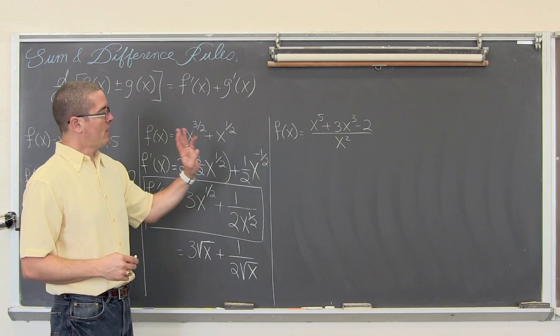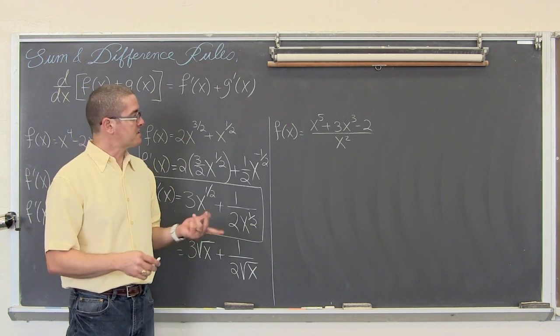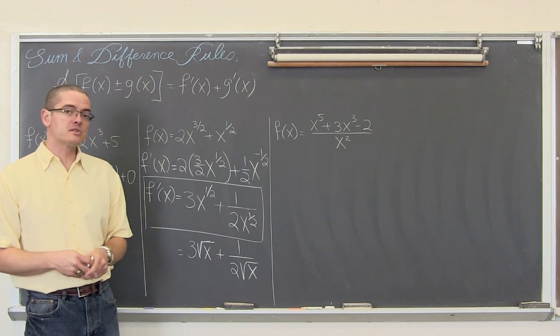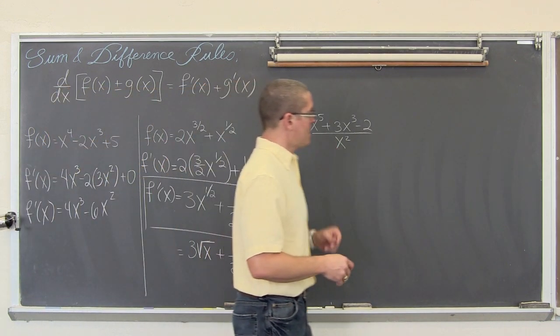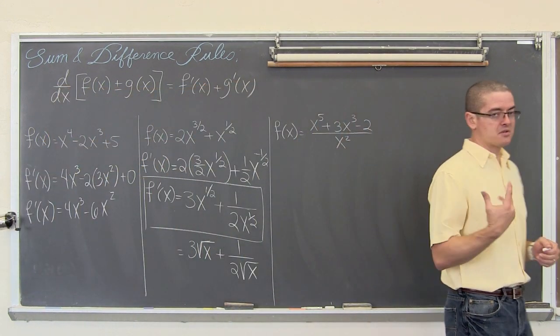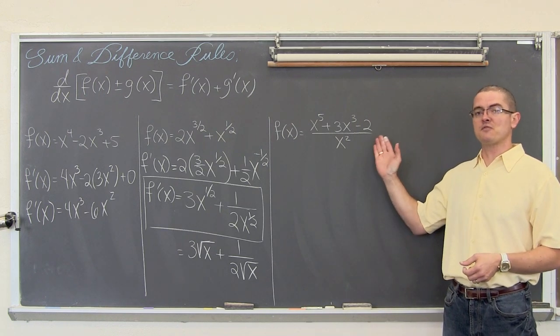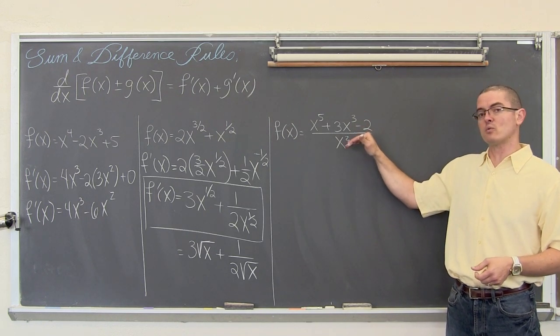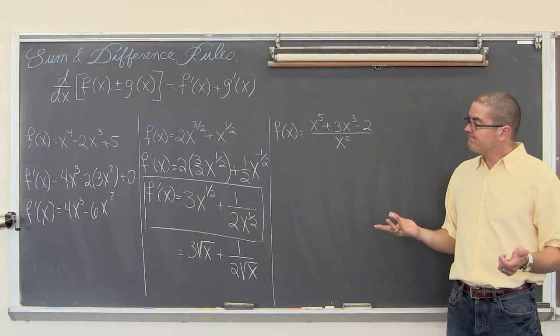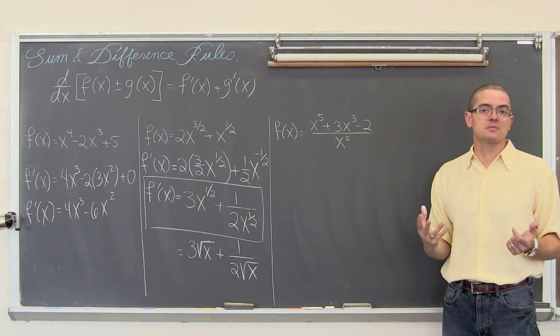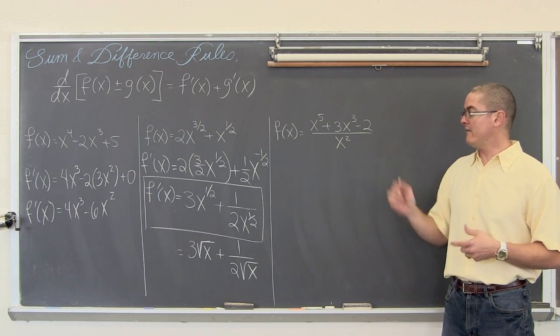Now here, we have f of x is equal to x to the 5th plus 3x to the 3rd minus 2 over x squared. With our skill levels right now, we cannot find the derivative of this function in this format. This would require the quotient rule. So unless we can break this apart into individual terms, we are going to have an issue here.